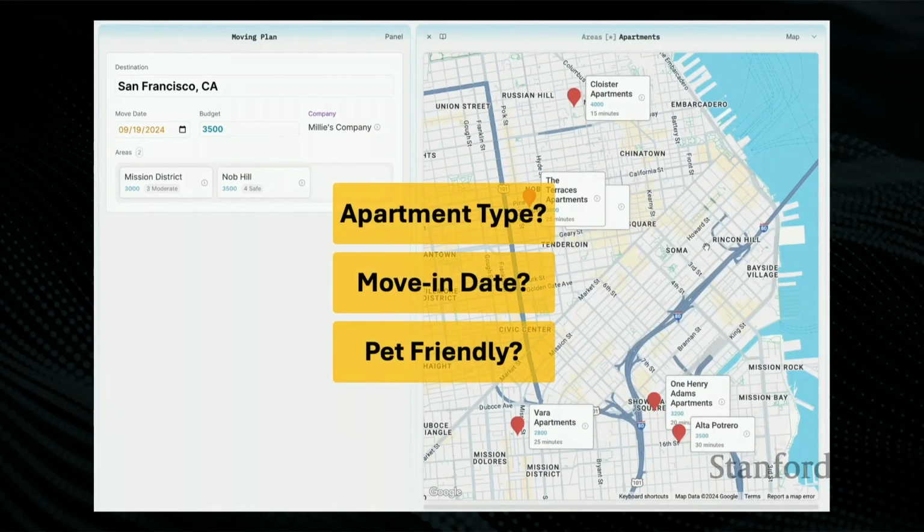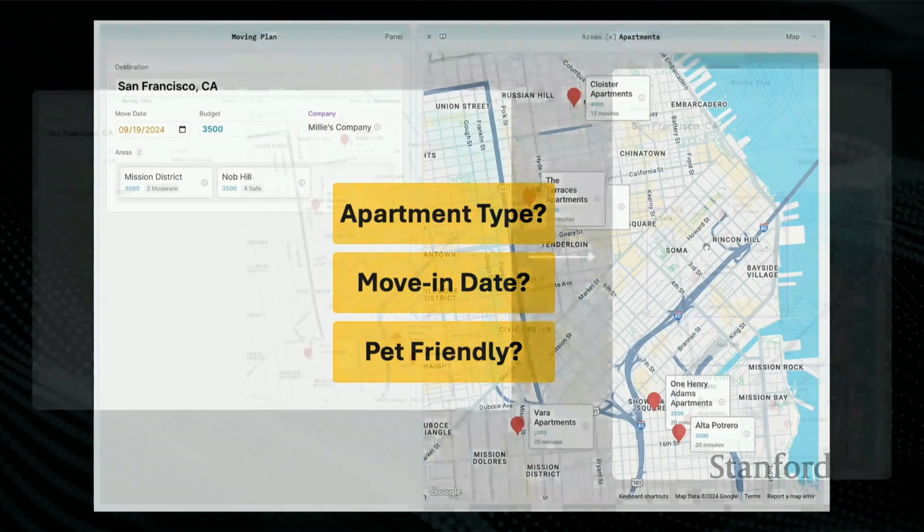What about the apartment type? What about the move-in date? What about whether it's pet-friendly? I want to be able to see these things on each little card here. So clearly, there are some limitations of the Jelly system. Oh, here's another one.